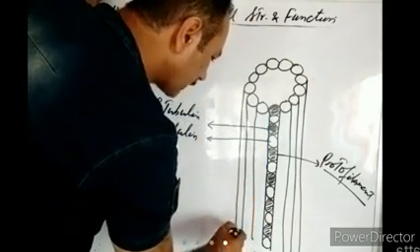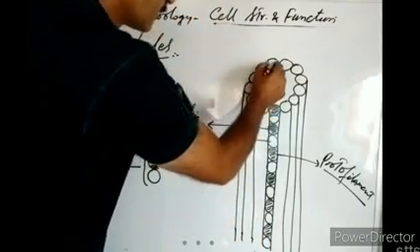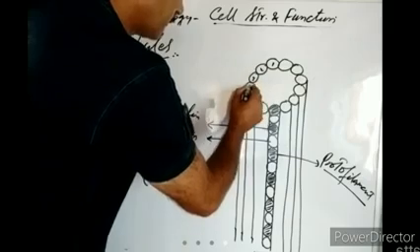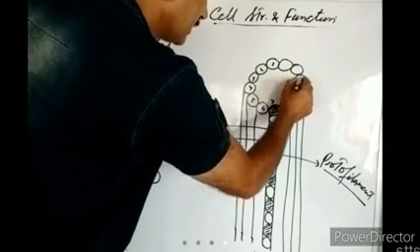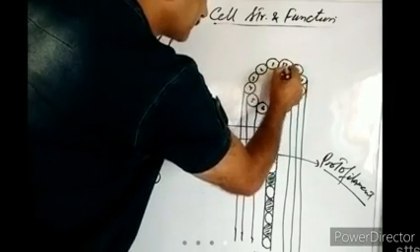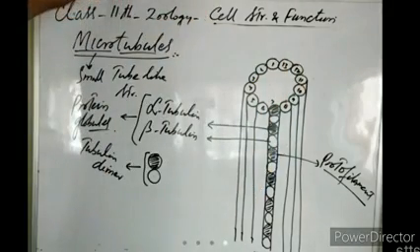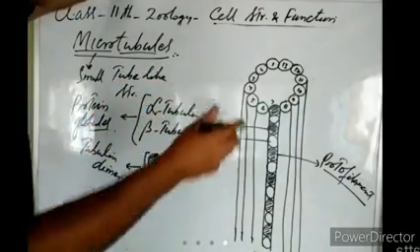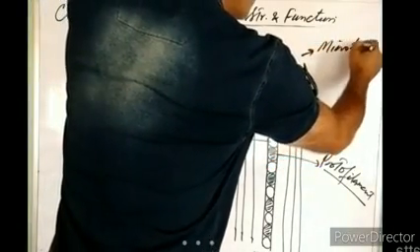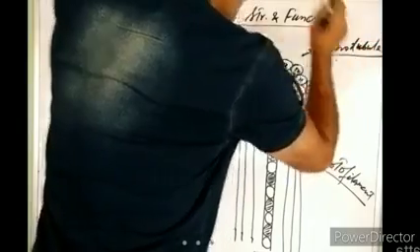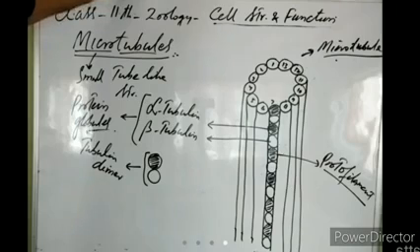How many such protofilaments combine? 1, 2, 3, 4, 5, 6, 7, 8, 9, 10, 11, 12, and 13. So such 13 protofilaments combine and form a small tube-like structure. This small tube-like structure becomes the microtubule. Are you getting me? So each microtubule is formed of 13 protofilaments.